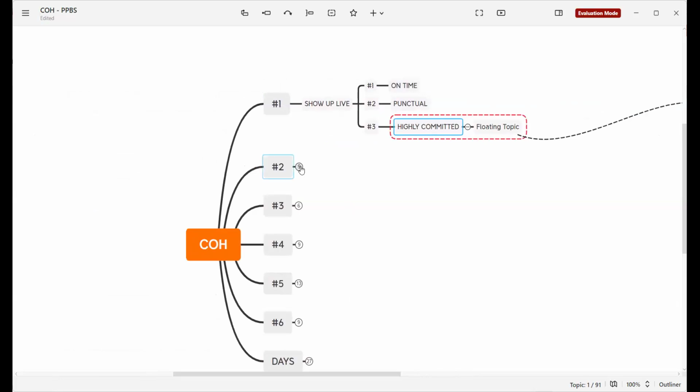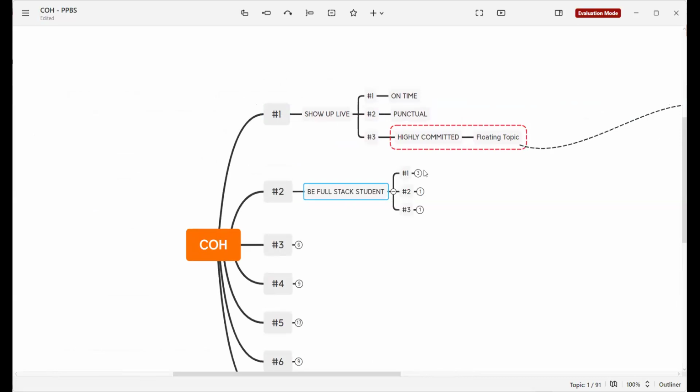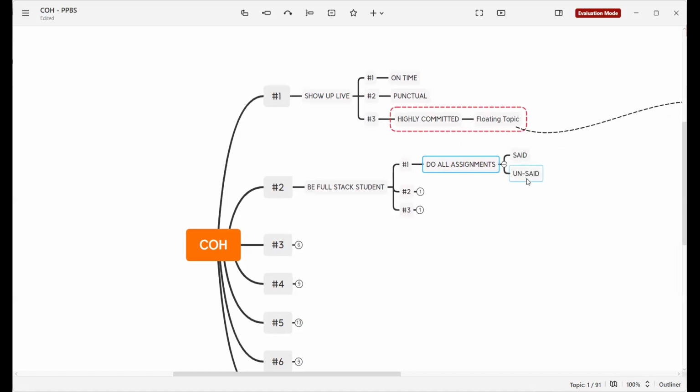Because you chose to learn, you became a student, but we want you to be the full stack student. When we say full stack student, it means that you do all the assignments. There will be two types of assignment. How many types of assignment, everyone? Two types. One will be called the said assignment, one will be the unsaid assignment.